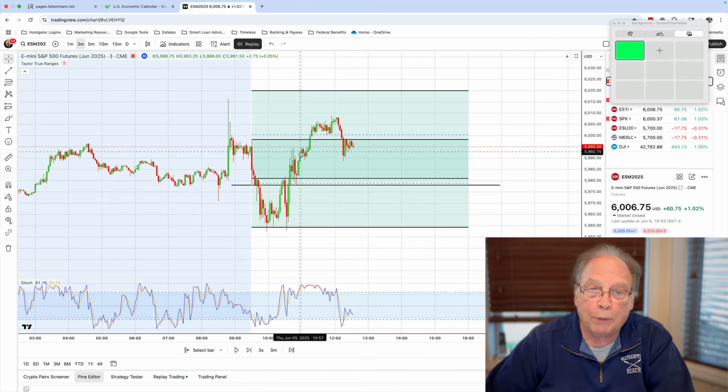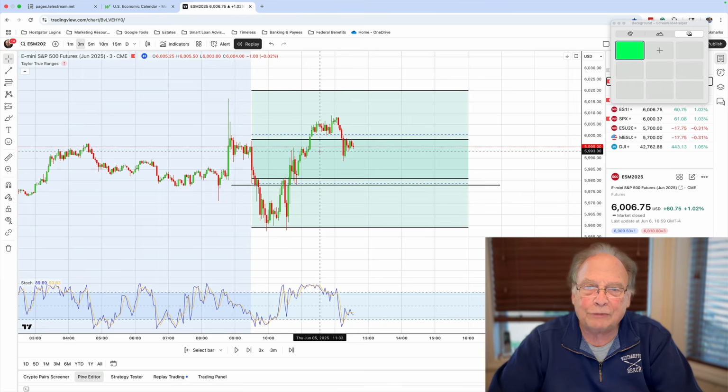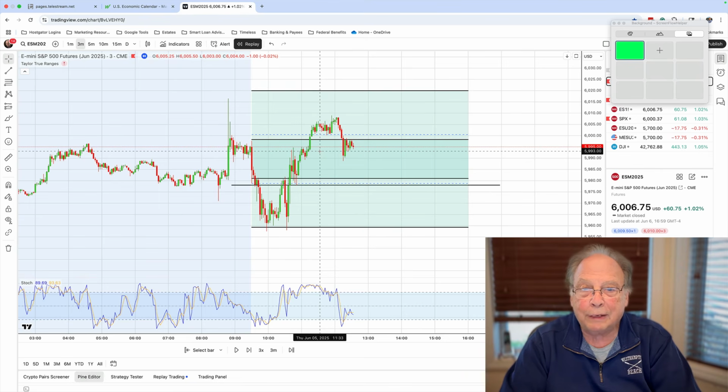Again, nobody knows where the market is going to trade, but the trading zone is a pretty accurate indication of where it's likely to trade. And so that's the trade. So not every day is a great day to trade, but most days you can use the Taylor calculator to give you an indication of where the market is likely to trade.